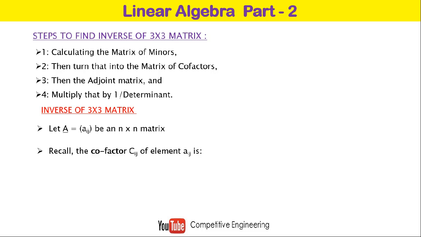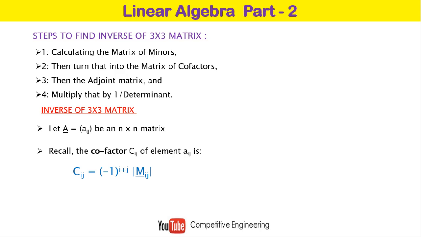Recall the cofactor Cij of element Aij. That is how to find the cofactor. So cofactor Cij, for example C11, is equal to minus 1 raised to i plus j, times the determinant of Mij, that is the minor value. So if we want to find the cofactor of position A11, that is C11, then you have to do minus 1 raised to 1 plus 1 into the minor. This part we will explain with an example, so you will understand.